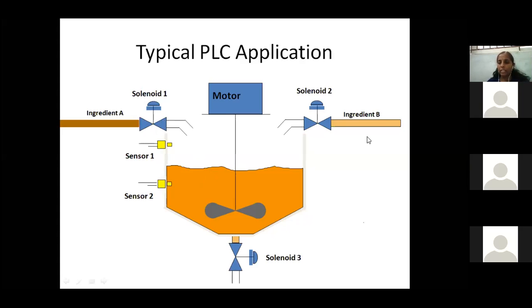Then after that, ingredient B needs to be turned on. Up to what? Up to the tank being filled to sensor 1, which is sensed. So after sensor 1 senses 1, ingredient B should be turned off with the help of solenoid 2. After solenoid 2 is turned off, this motor should run for 30 seconds. And then after 30 seconds, the byproduct should be drained from this particular tank.